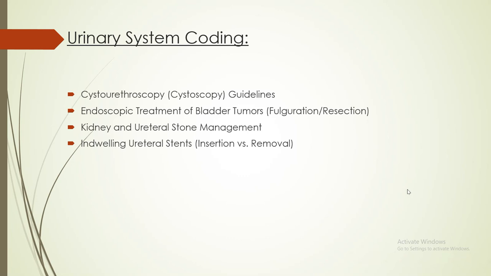So next, urinary system coding. In the urinary system, cystourethroscopy is very important. Here we will learn cystourethroscopy guidelines. Next, we will learn endoscopic treatment of bladder tumors, like fulguration or resection. Here you will learn how to code multiple kidney stones removal or bladder stones removal.